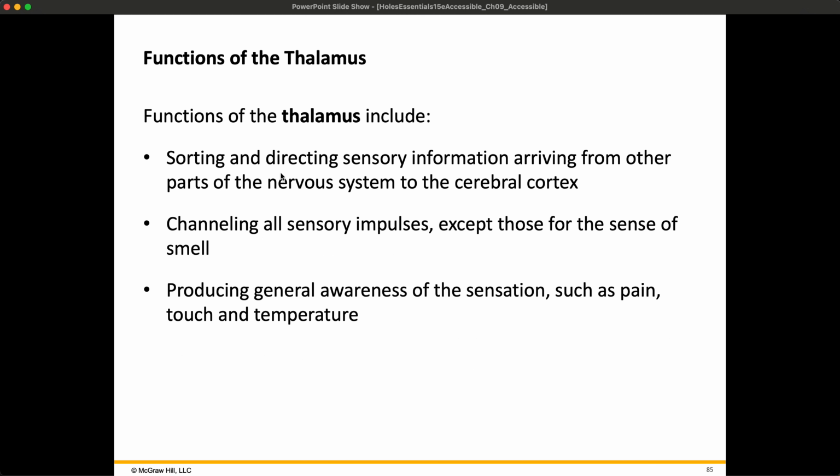The thalamus is for directing and sorting sensory information coming from different parts of the nervous system to the cerebral cortex, channeling all sensory impulses except for smell, and general awareness of sensations such as pain, touch, and temperature. So it's just making sure that we're actually aware of what we're experiencing.